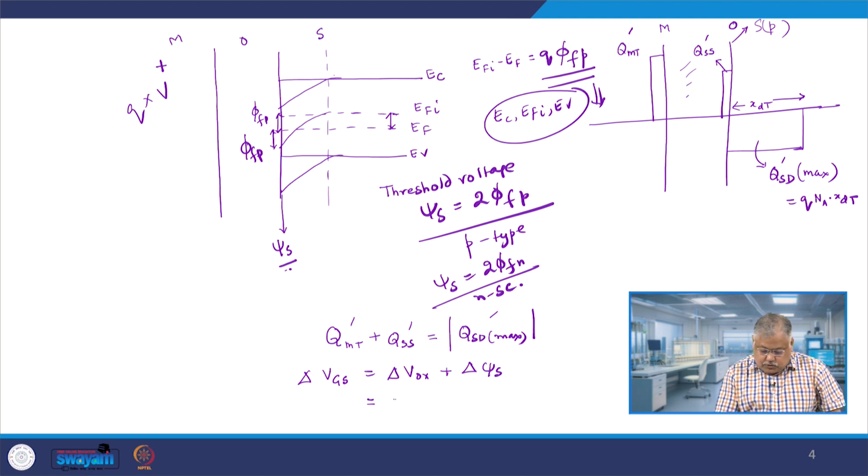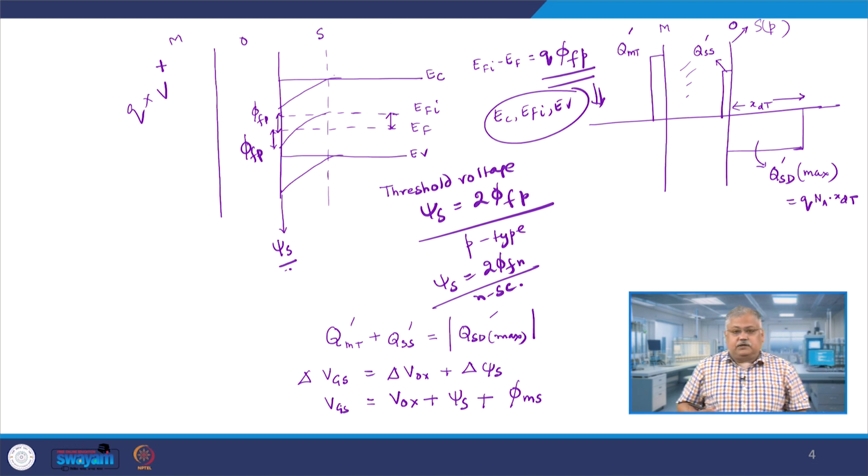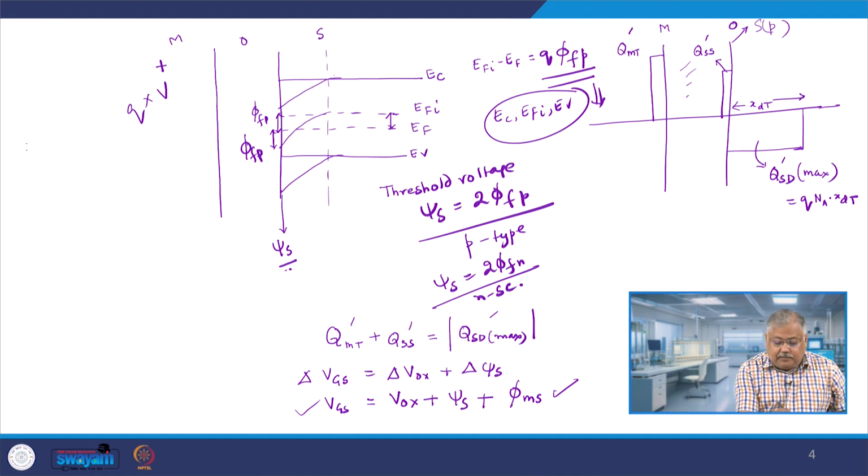Now, you can write this as VGS equals the voltage across the oxide layer, VOX, plus the surface potential, psi S, plus phi MS. We have already discussed this in the initial stages: it is the voltage drop across the oxide layer, the surface potential at the silicon dioxide interface, and the metal-semiconductor work function difference, which comes out to be equal to VGS here. Now, let me write down what will happen at threshold.